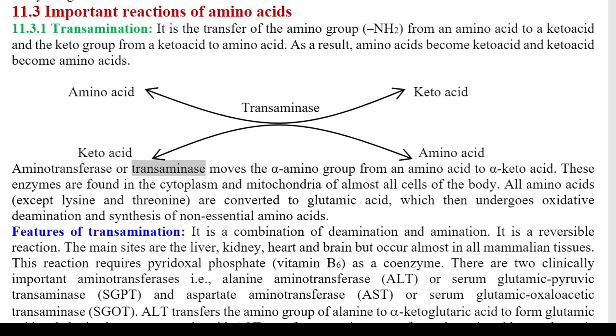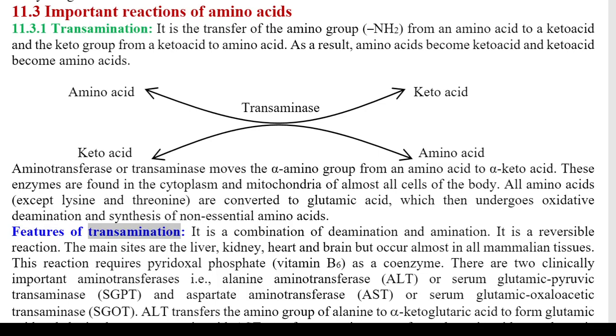Aminotransferase or transaminase moves the alpha amino group from an amino acid to an alpha keto acid. These enzymes are found in the cytoplasm and mitochondria of almost all cells of the body. All amino acids, except lysine and threonine, are converted to glutamic acid, which then undergoes oxidative deamination and synthesis of non-essential amino acids.